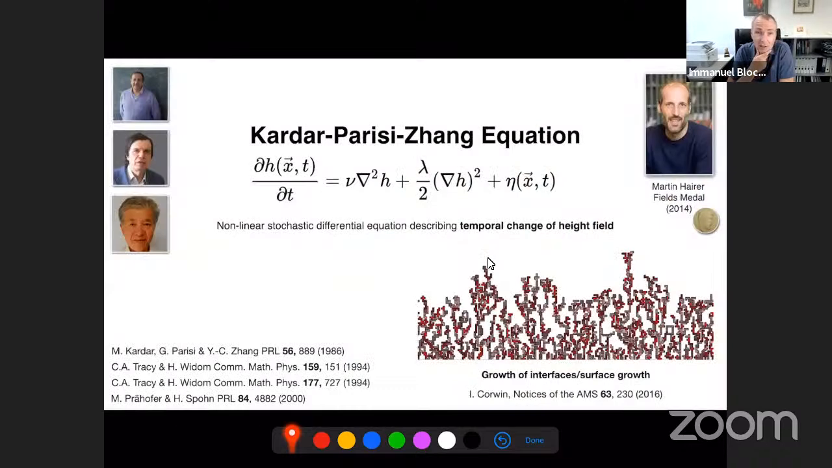So let me tell you first what the Kardar-Parisi-Zhang equation is. Actually, a very famous equation in statistical physics by these three famous people, Mehran Kardar, Giorgio Parisi, and Yi-Cheng Zhang, and which describes the growth of interfaces. So you have a height field, which describes, for example, the height profile of an interface, and it describes how this height field grows as a function of time. And the crucial part, the really new part, is this term here, this nonlinearity. It's a nonlinear stochastic partial differential equation.